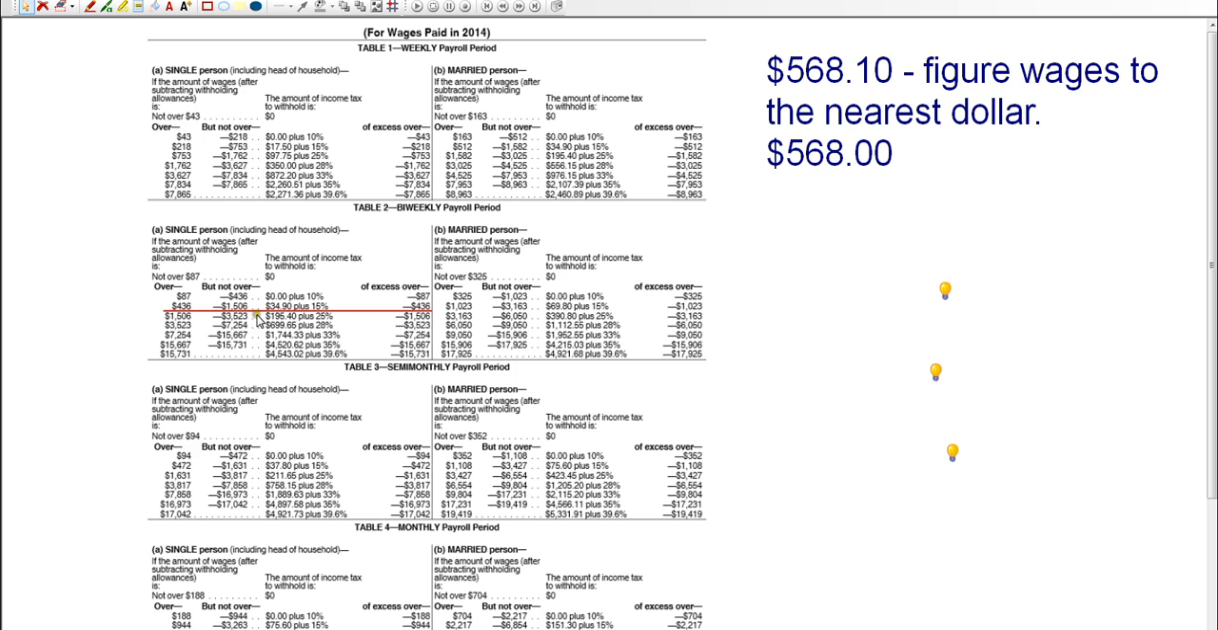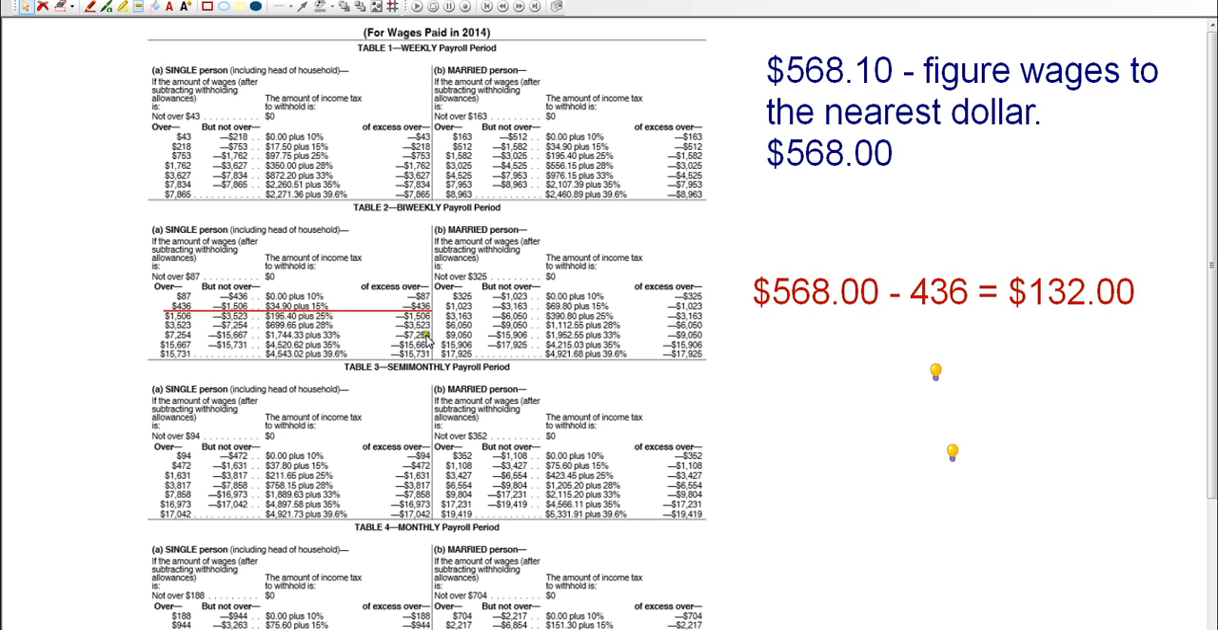Okay. Now, the tricky part is to calculate the tax. It tells you that the tax is $34.90 plus 15% of any amount over $436. That's the confusing part. So what you want to do is first find out how much is in excess over $436. So take the 568, subtract 436. So he is $132 over the 436 mark.